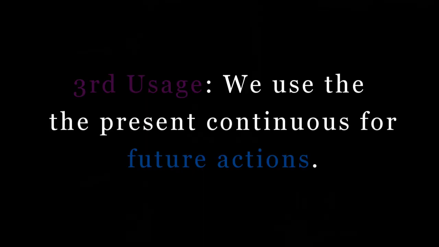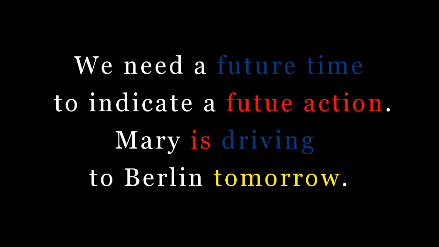Number 3, we also use this for future actions. Okay, so if I say, for example, Mary is driving to Berlin, you automatically think now. Wir nutzen das auch für zukünftige Tätigkeiten. Zum Beispiel, wenn ich sage, Mary is driving to Berlin, gehen wir davon aus, dass es jetzt passiert. But we can use this time in the future to show a future action. For example, Mary is driving to Berlin tomorrow. This tomorrow tells us future.